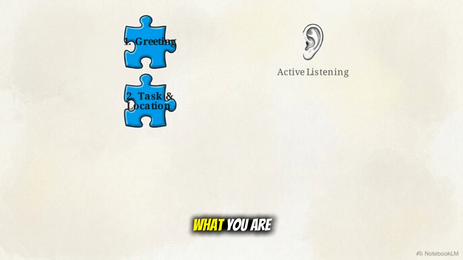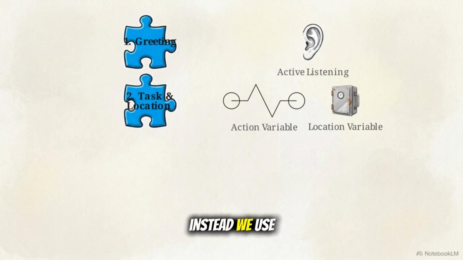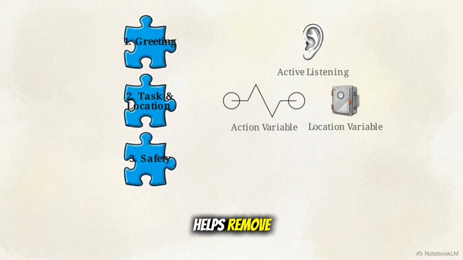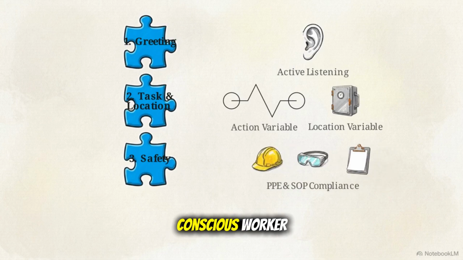Step 2 defines what you are doing and where. "I need to perform this task at this location." The goal here is to avoid vague language. Simply saying, "I will check the thing," creates ambiguity that often leads to mistakes. Instead, we use specific terms to fill in the variables. For example, "I need to check the wiring on panel A." Locking in the exact mechanical action and physical location helps remove the confusion that can lead to starting work on the wrong equipment.